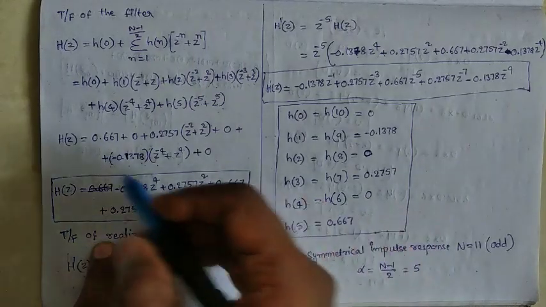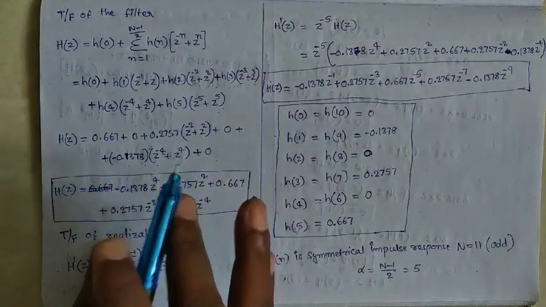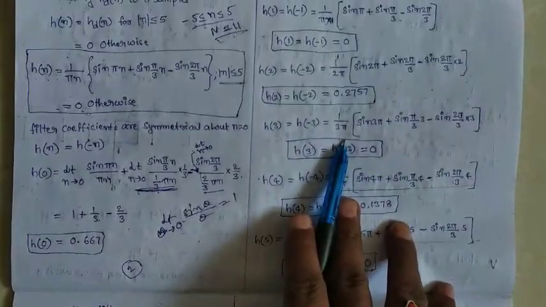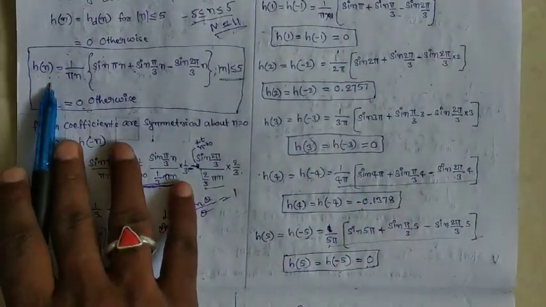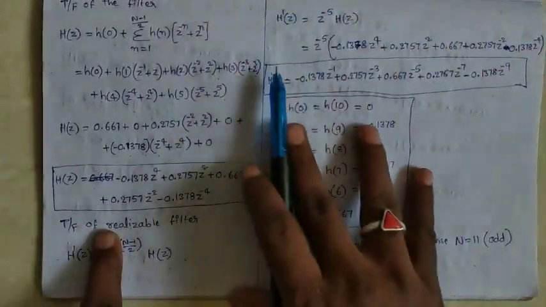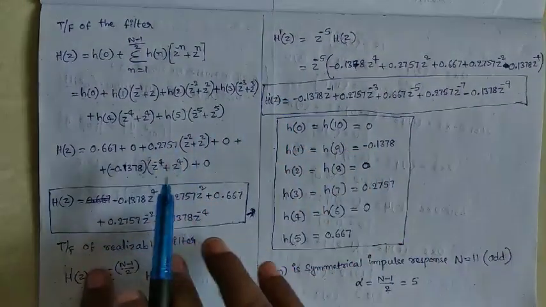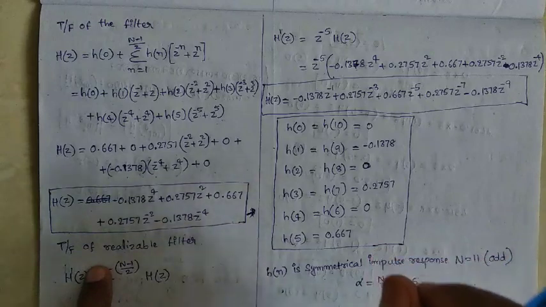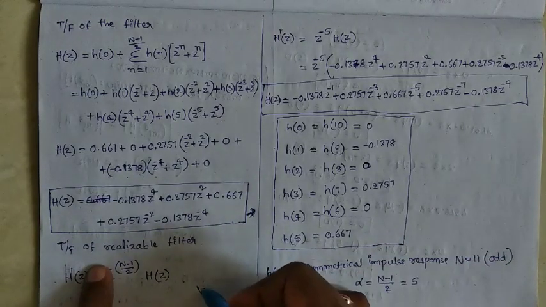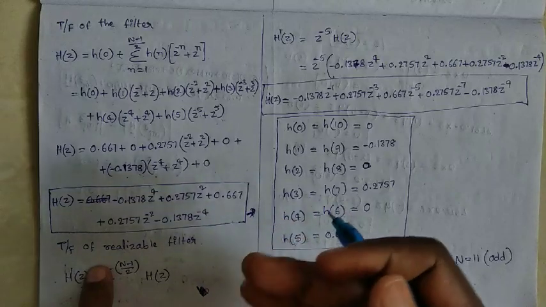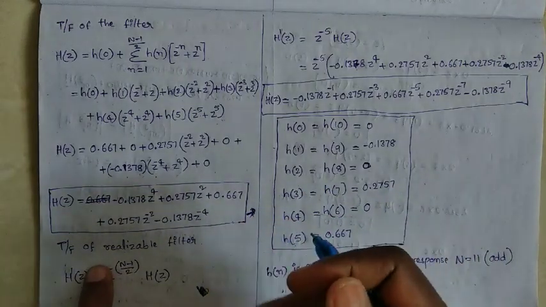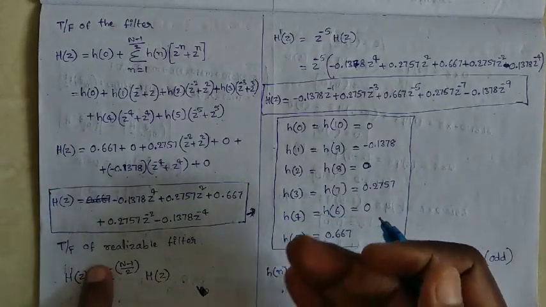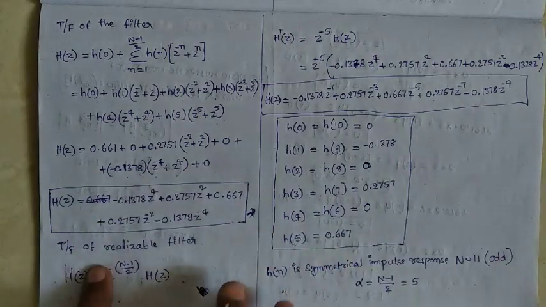This is our third step. In the third step we are determining the H(z) from the impulse response. Next we are determining the realizable system, the transfer function of the band pass FIR filter, h(n). We are determining the transfer function of the causal filter, the band rejection FIR filter.